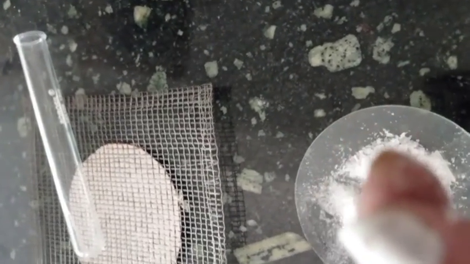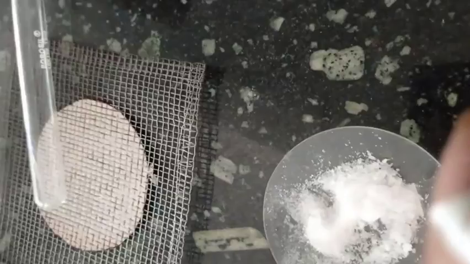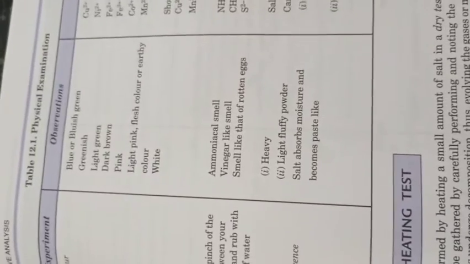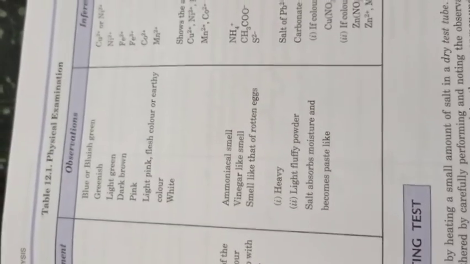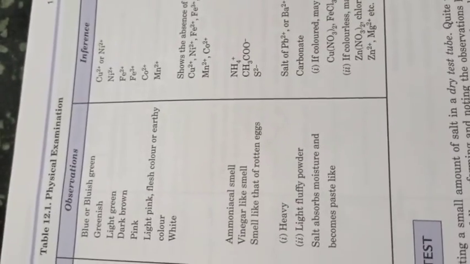Here you can see the salt. If there is an ammoniacal smell, it contains the ammonium cation. If there is a vinegar-like smell, like the vinegar we use at home, we can identify there is acetate, though not confirm it. If there is a smell like rotten eggs, we can identify sulfide will be there.